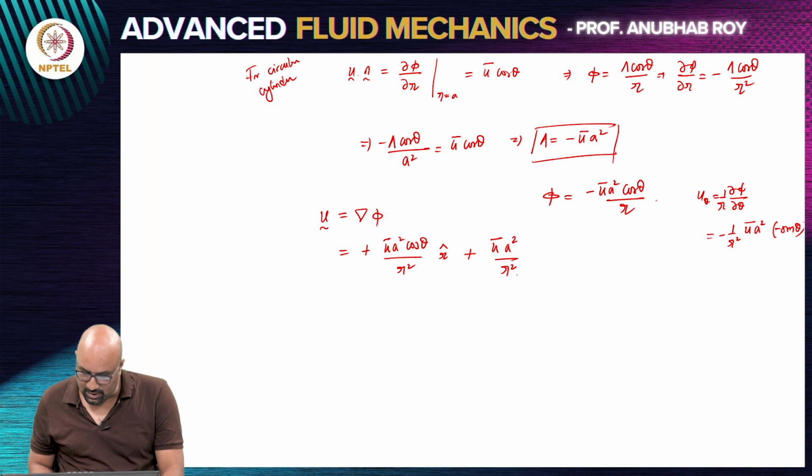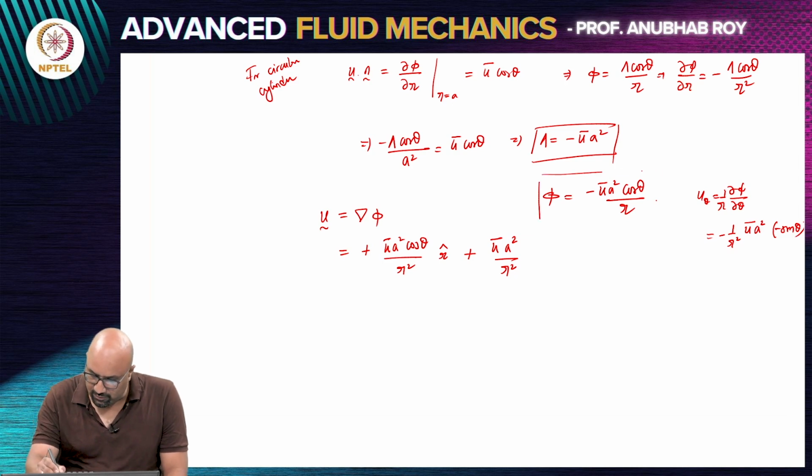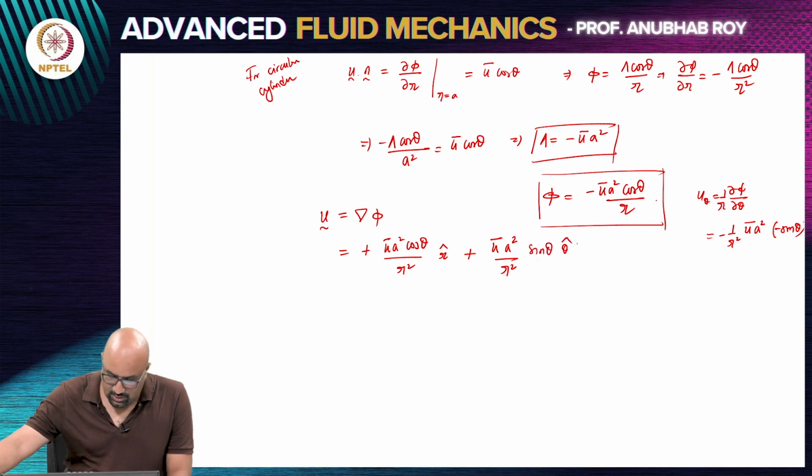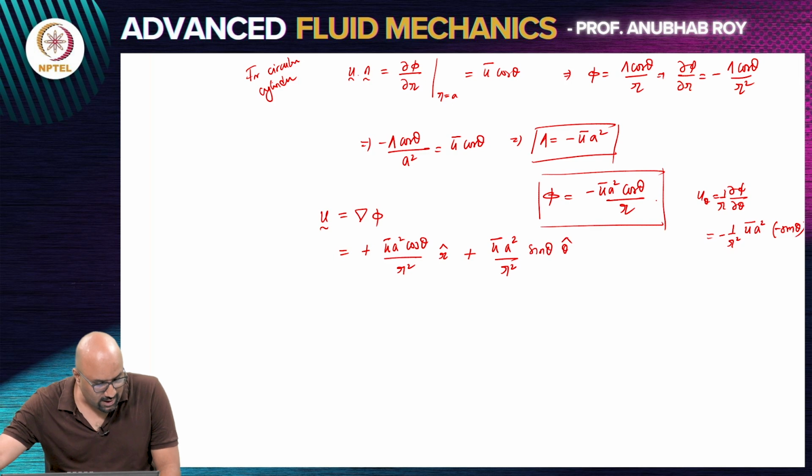Just to make sure we have things done correctly. So, this is my velocity potential. I did a dou phi dou r, got a u bar a square cos theta by r square, and then u bar a square by r square sin theta theta cap. So, let us just go back and check what we had for the uniform flow.